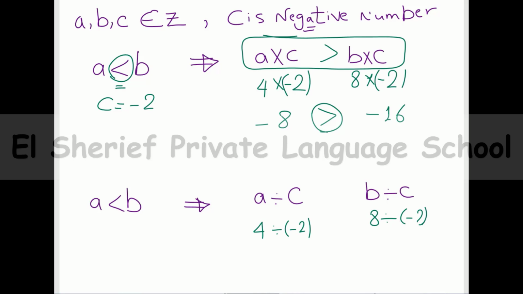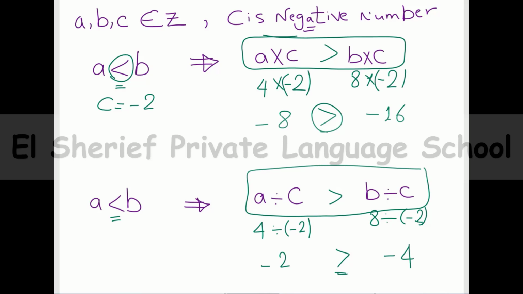4 divided by negative 2: positive divided by negative equals negative. 4 divided by 2 equals 2. Of course we can use the calculator to check your result, but this one is easy. A divided by negative 2 equals negative 2, and B divided by negative 2 equals negative 4. And I know that negative 2 is more than negative 4. Here the sign was less than, and it becomes more than. So I can say that if we multiply or divide a negative number on both sides of the inequality, the sign of the inequality will be changed. Okay, we change it.